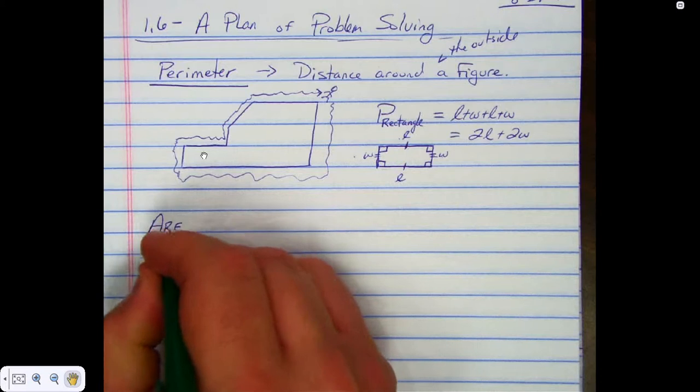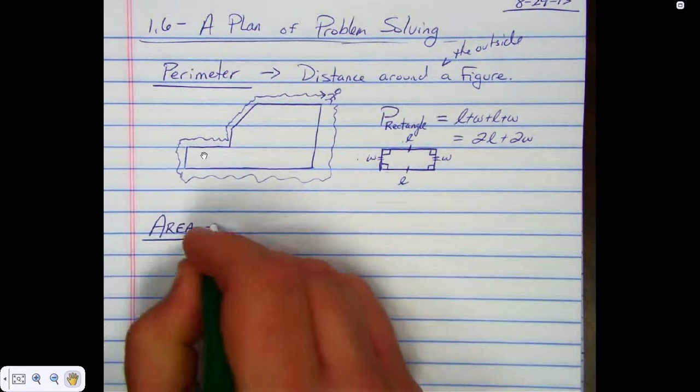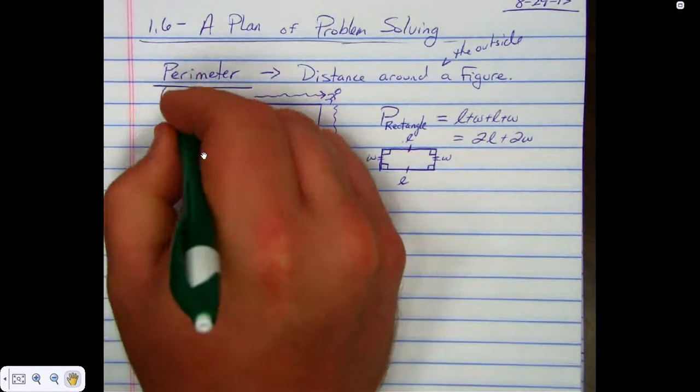Area, however, is a completely different thing. In essence, perimeter is one dimension.